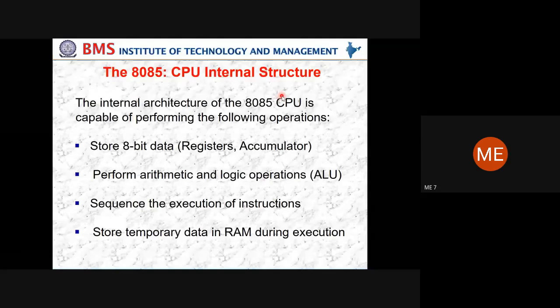One is the register array. Next one, first one is arithmetic logic unit. Second one was register array. Third one was control unit. The control unit is the one which is going to be used to sequence the execution of instruction. Then last one is memory. That is nothing but store temporary data in RAM during the execution.